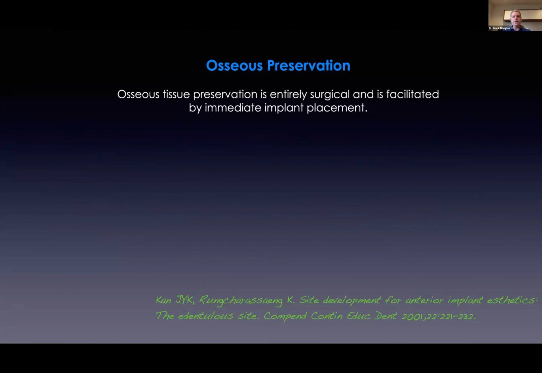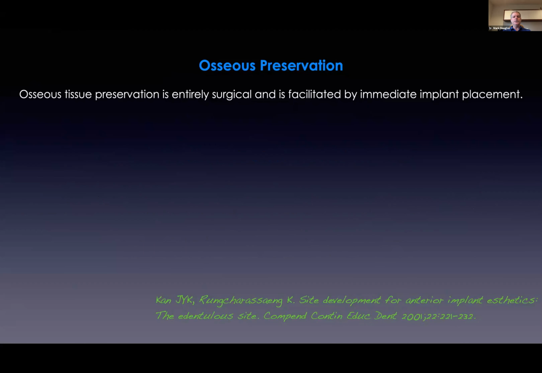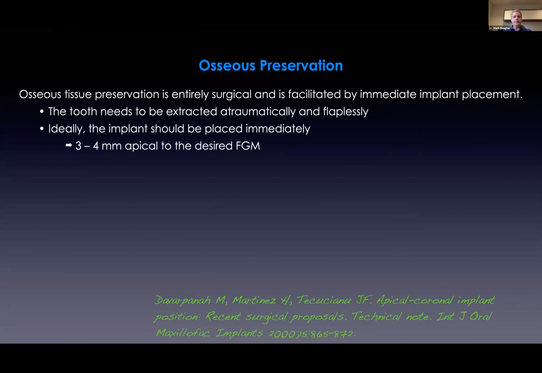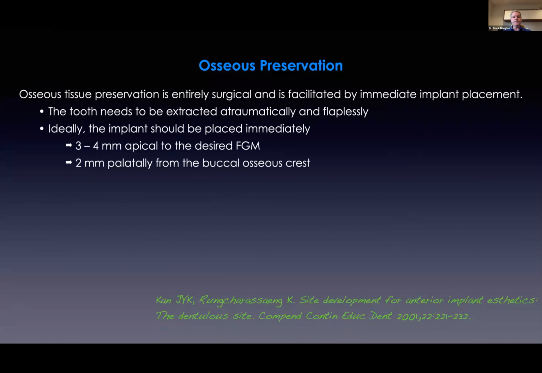All right, so back to osseous preservation. What do we need to do? We need to extract the tooth atraumatically and flaplessly. Ideally, the implant should be placed immediately. You want 3 to 4 millimeters apical to the desired free gingival margin, 2 millimeters palatally from the buccal osseous crest, so you can pack bone in around there, and also so that your screw access comes out through the cingulum of the final restoration.